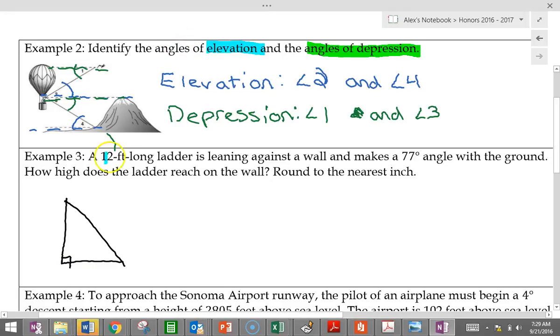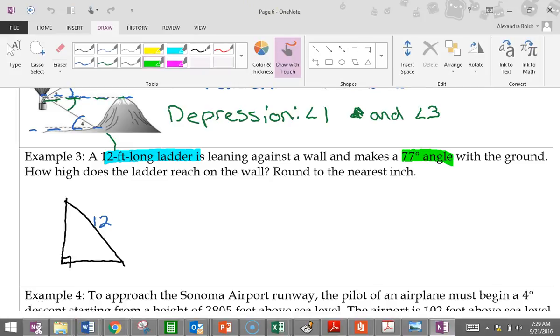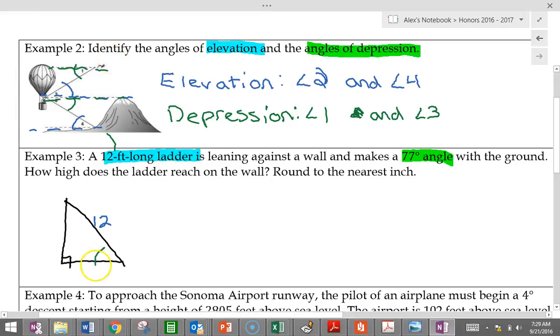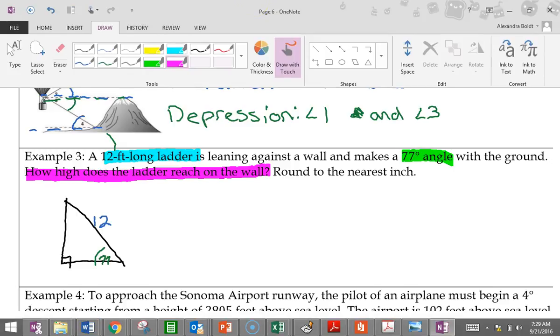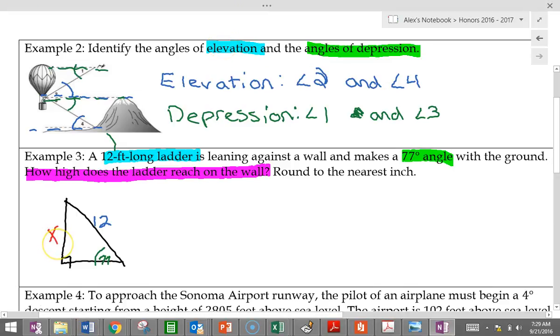So I know I have a 12-foot long ladder. So my ladder's here leaning against the wall, so that's 12 feet long, the whole ladder itself. And then it makes a 77-degree angle, right, with the ground. So this is my 77-degree angle. 77 degrees, okay. We'll just write that together. So then I want to find how high does the ladder reach on the wall. So what I'm looking for, right, is the height.